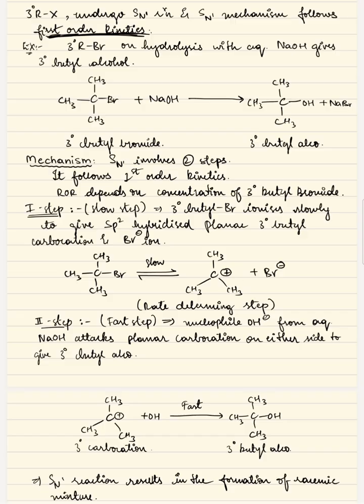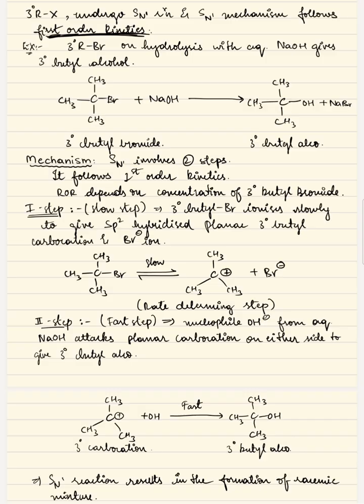It ionizes slowly to the tertiary butyl carbocation. As you can see, this is the carbocation, and it is sp2 and planar. In the next step, a nucleophile OH minus from aqueous NaOH attacks the planar carbocation on either side and gives tertiary butyl alcohol.